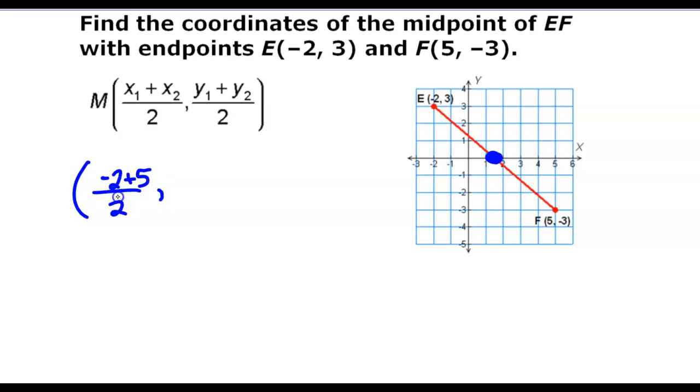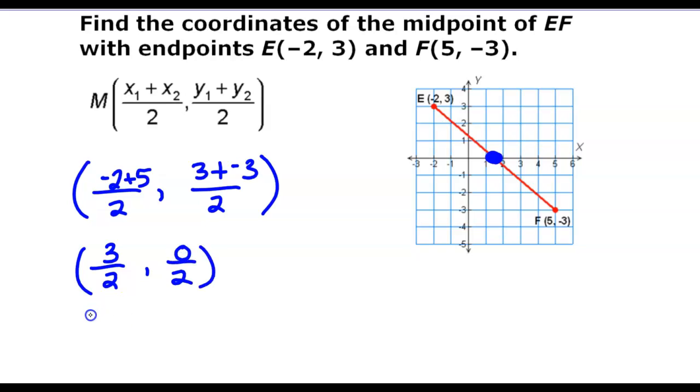Parentheses, -2 plus 5 divided by 2. I take my first y value, which is 3, add my second y value, which is -3, and divide that by 2. I'm going to put that in ordered pair form. Notice up here it's an ordered pair. It's an x value and a y value. So -2 plus 5 is 3, 3 divided by 2. 3 plus -3 would be 0, divided by 2.